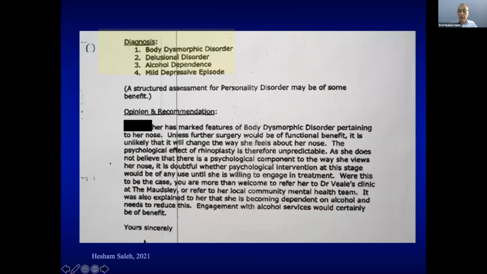Here's a patient that I saw early in my career, and when I was not sure, I referred them to the psychiatrist, and these are the four diagnoses that they came up with, and this is the worst one because these patients will never be happy. I'll talk about it in a minute. Delusion disorder, alcohol dependence, mild depressive. If you operate on a patient like this, they will never ever be happy. They'll keep coming back and there's always something wrong.